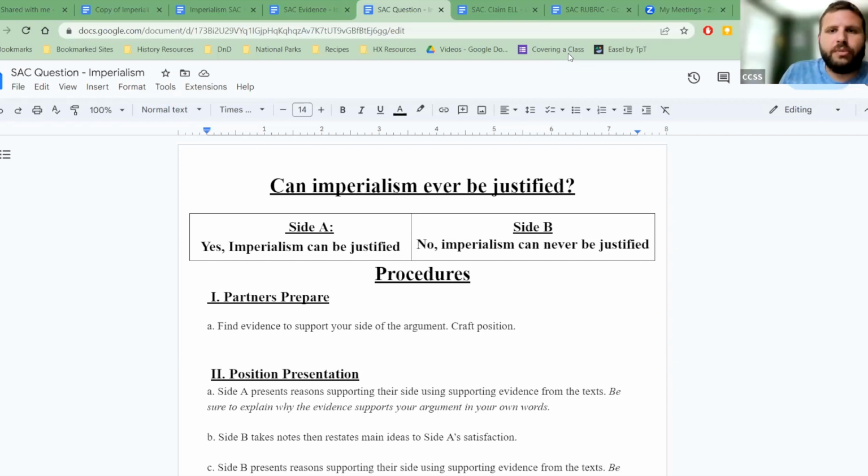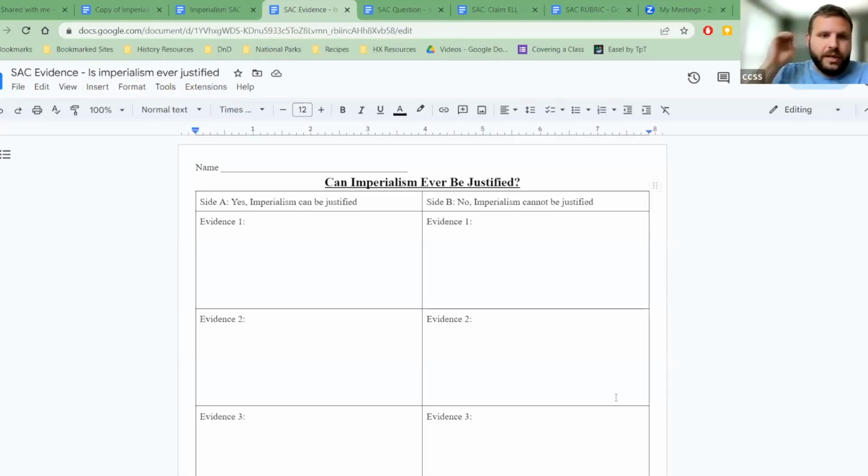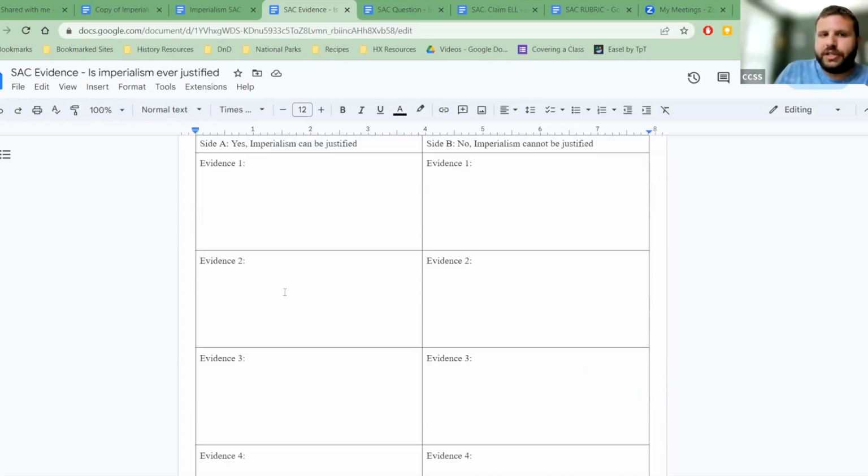So I'm going to stop for a moment and talk a little bit about the prep work that has to go into this. This is just the organizer that students would use. Okay. And this is what would be filled out in the moment, right? So, can imperialism ever be justified?